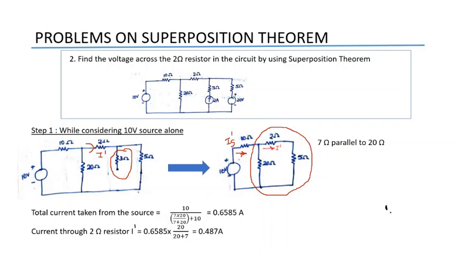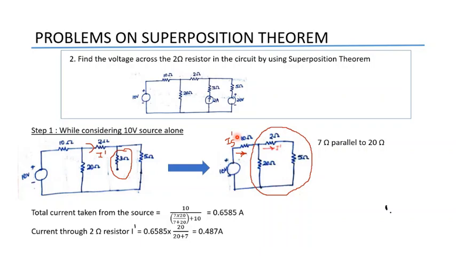Then total current taken from the source, which is Is dash, will be equal to voltage 10 volt divided by effective resistance. Effective resistance is 7 parallel to 20 plus 10. And we will get the effective total current taken from the source as 0.6585 amperes. So now we got this current Is dash as 0.6585 amperes.